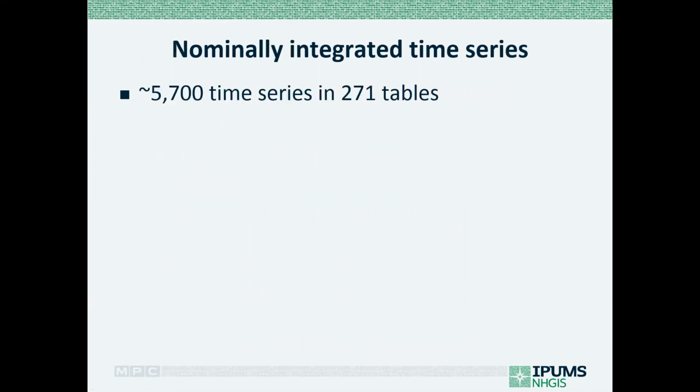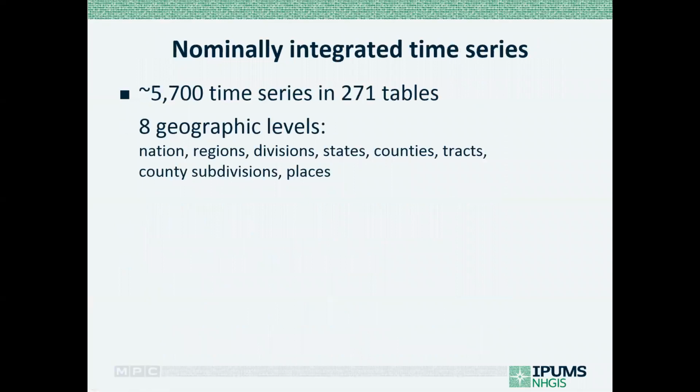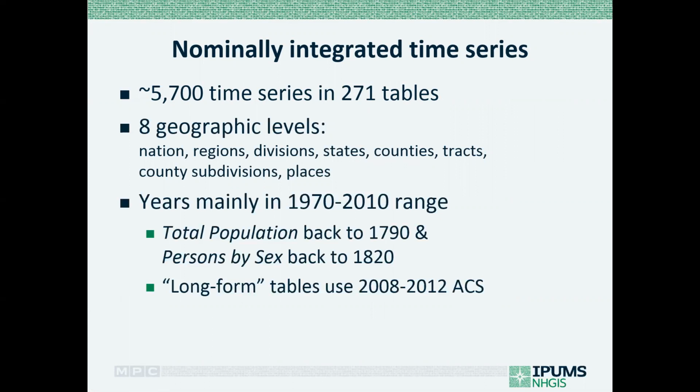For those subjects, we have nominally integrated time series. This covers 5,700 different time series in 271 tables, fewer geographic levels, years mainly in the 1970 to 2010 range, but with a couple of tables that go back to 1790 or 1820.